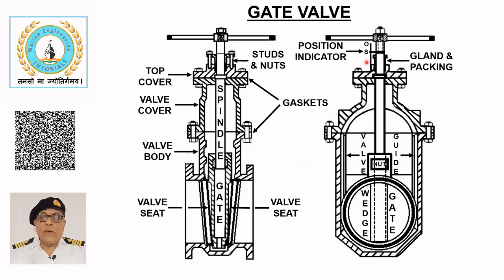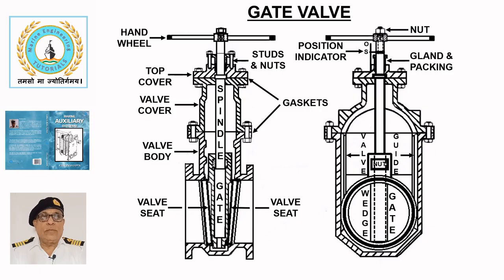The top part of the spindle has fine threads that serve as an indicator for the open or shut position of the valve, as there is no other way to confirm whether the valve is open or closed. The top of the spindle is fitted with a hand wheel for operating the valve, which is secured in place with a nut.